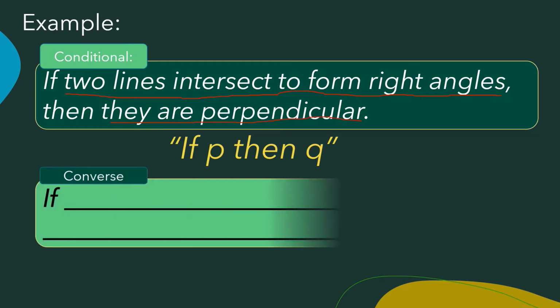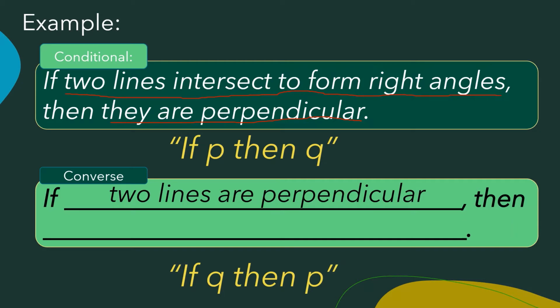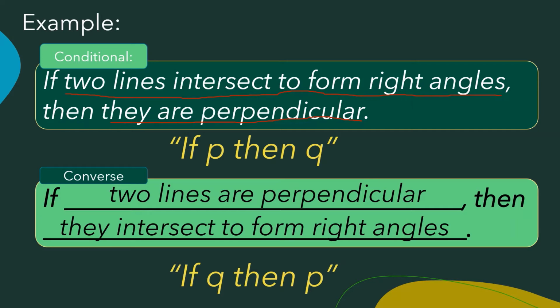So, when we write the converse, you have if Q, then P. Now, you have if two lines are perpendicular, then they intersect to form right angles. Okay, so hindi natin isinama yung word na two lines para maging maayos yung ating statement.